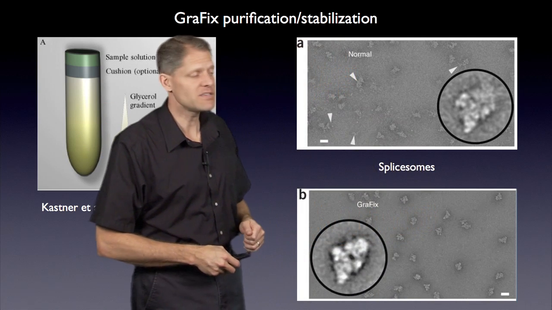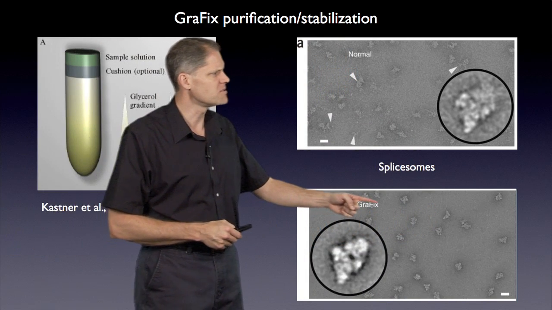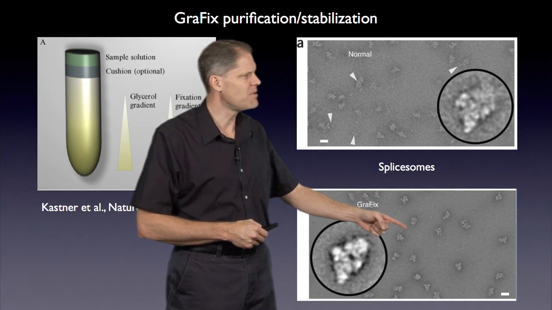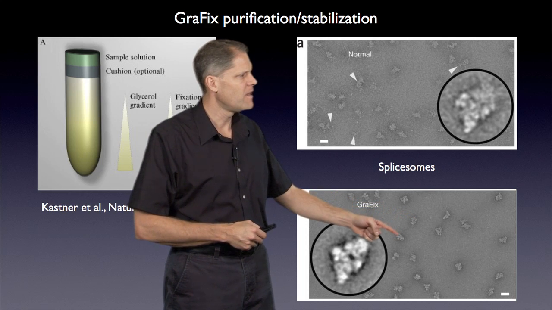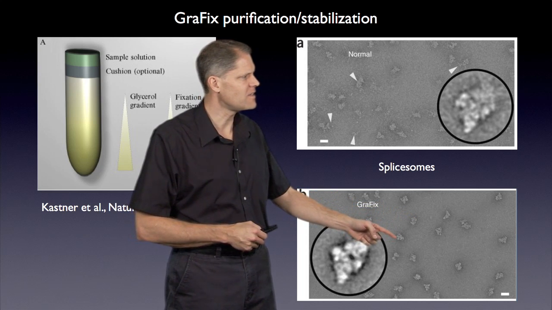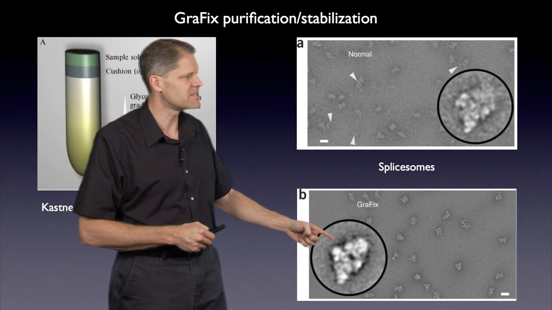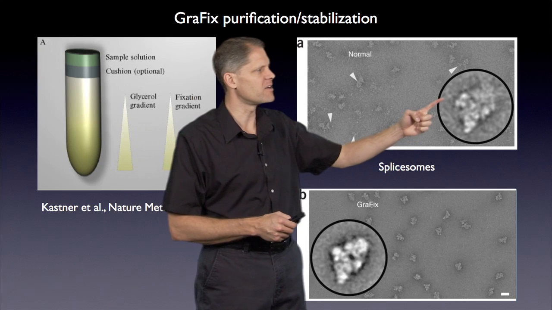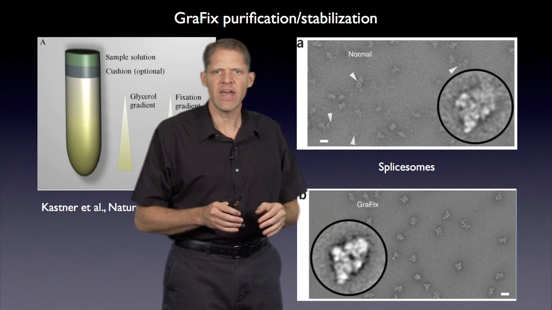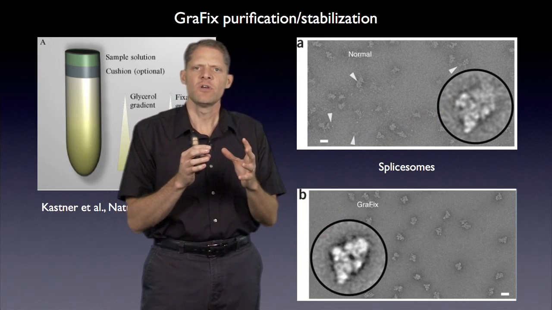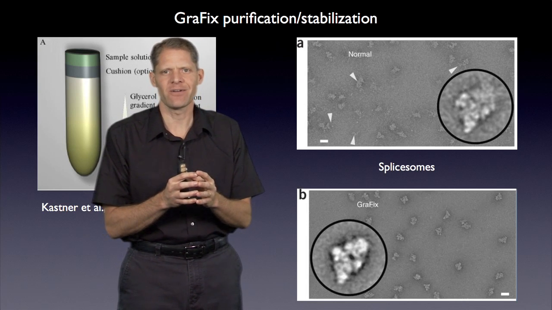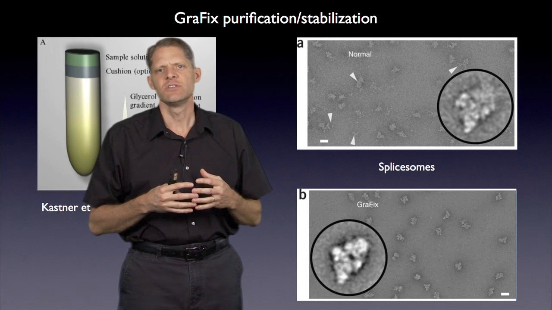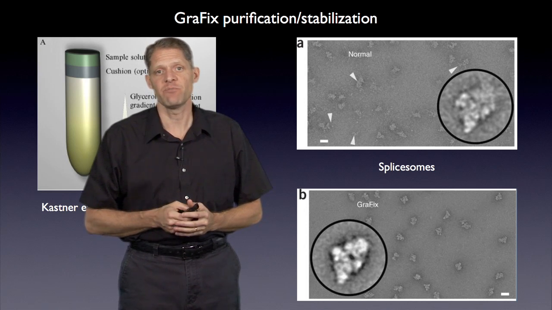In the case of the spliceosomes, there was a much cleaner result. Here the GraFix-treated particles, each image is much crisper now. The edges are clearly defined in this image, and the class average now also has crisp, well-defined edges and well-defined structure, certainly compared to this. So the GraFix strategy can help hold particular complexes together through the procedure of preparing a single particle grid, and also select for a more homogeneous population of particles.